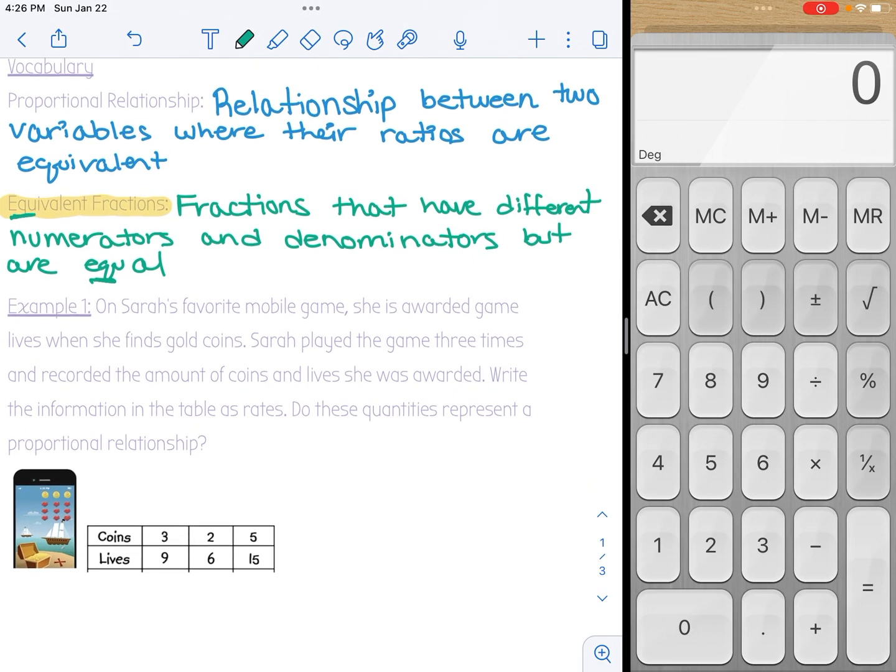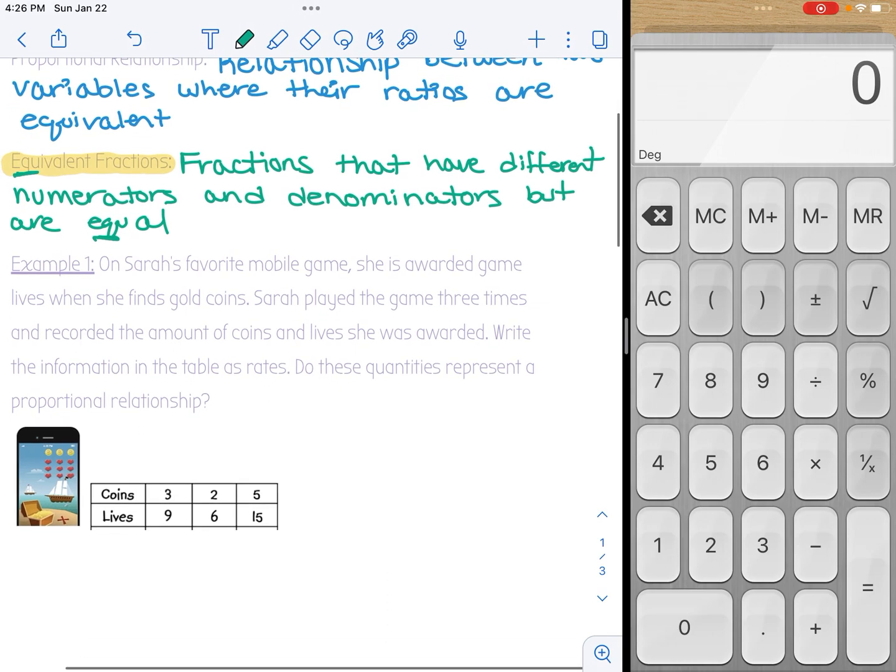On Sarah's favorite mobile game, she is awarded game lives when she finds gold coins. Sarah played the game 3 times and recorded the amount of coins and lives she was awarded. Write the information in the table as rates. Do these quantities represent a proportional relationship?